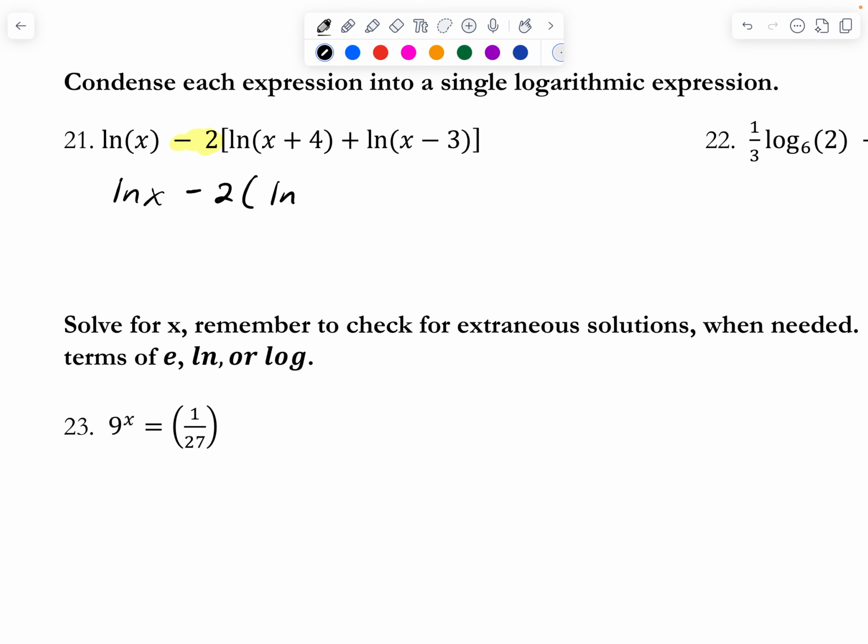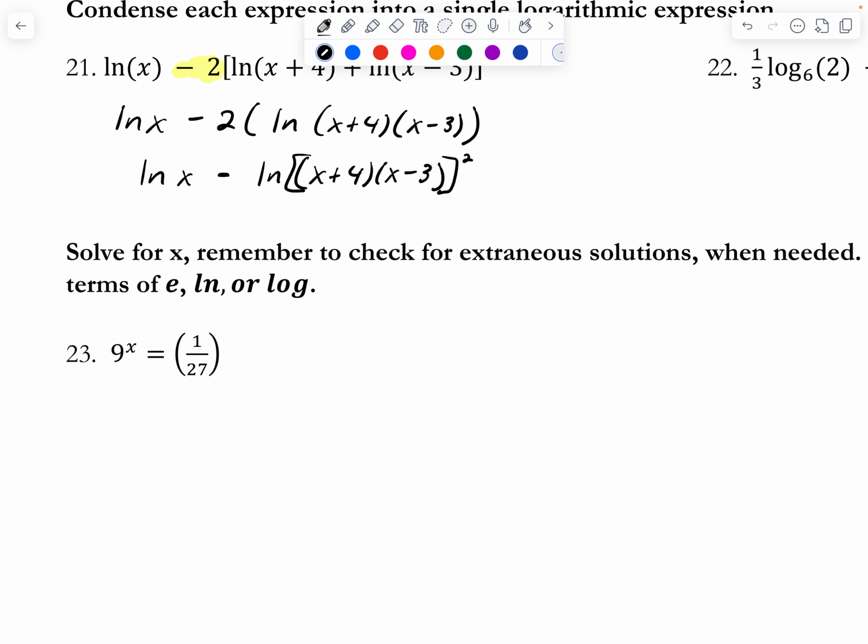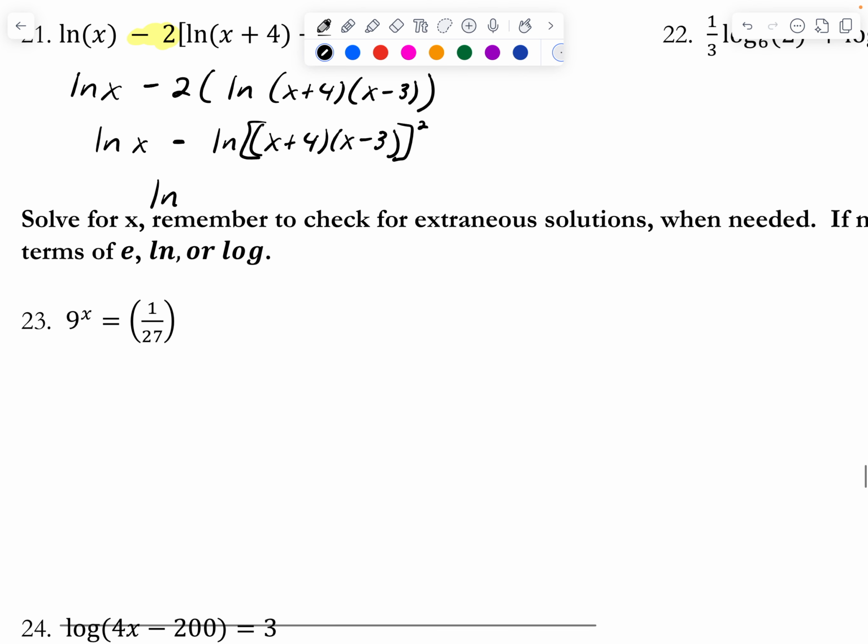I'm going to put these logs together to be x plus 4 times x minus 3. Now, when I put the 2 in the power, it's going to be all of that squared. So it'll be minus the natural log of x plus 4 times x minus 3, but the whole thing has to be to the second power. To finish this, I'm going to do my fraction, which is going to be x over x plus 4 times x minus 3. And again, that whole thing has to be squared.